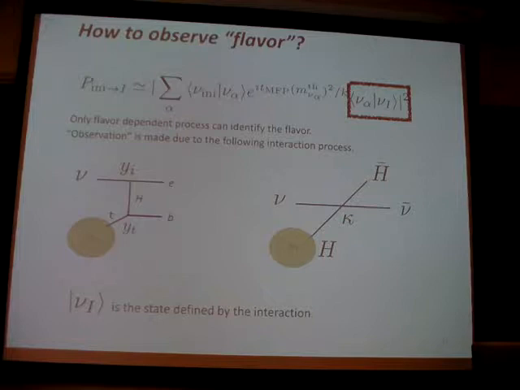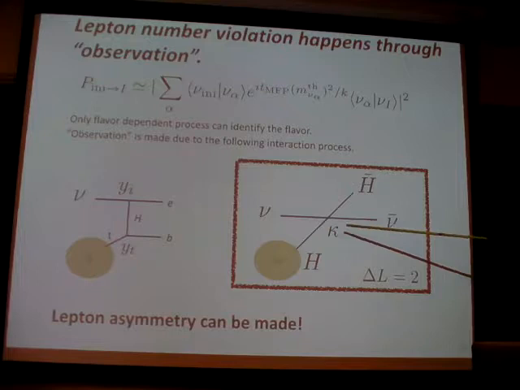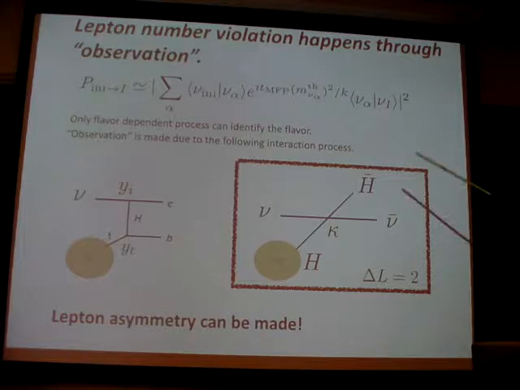The important thing is the second process, the LLHH interaction process, violates lepton number. So once the neutrino is observed via the LLHH interaction process, an anti-neutrino is produced, so lepton number is violated by 2. Since we have CP violation and lepton number violation, once the neutrino is observed via this interaction, lepton asymmetry can be made.